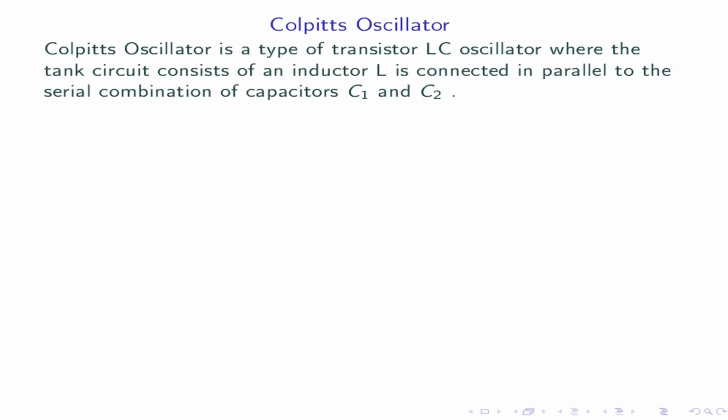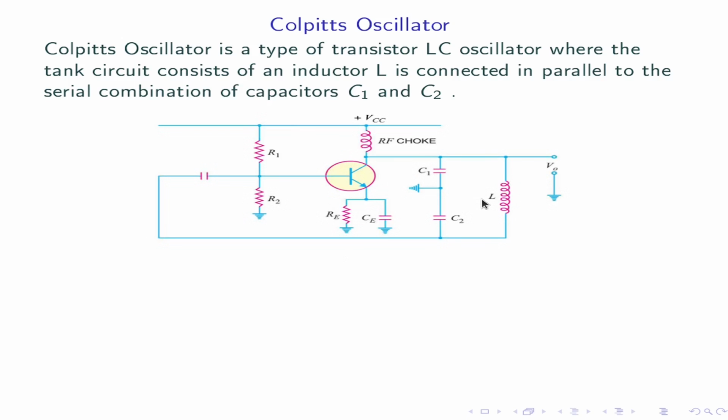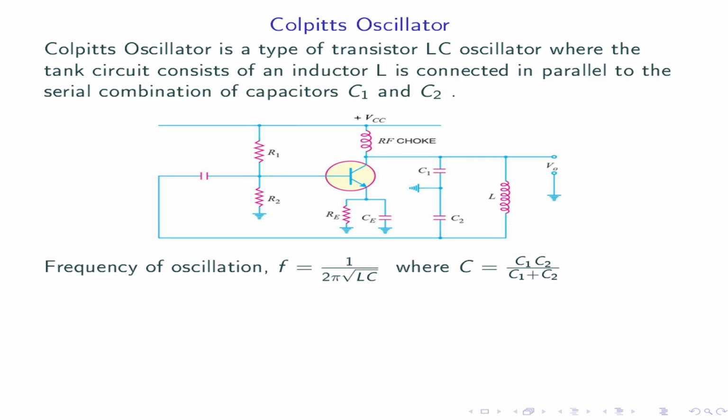Colpitts oscillator. It is a transistor LC oscillator where the tank circuit consists of inductor L connected in parallel to a series combination of capacitors C1 and C2. The RF choke is used to give an easy path for DC and obstruct AC signals. When the circuit is turned on, the capacitors C1 and C2 are charged. The capacitors discharge through L, setting up oscillation of frequency f equal to 1 by 2 pi root LC, where C is C1 C2 by C1 plus C2.